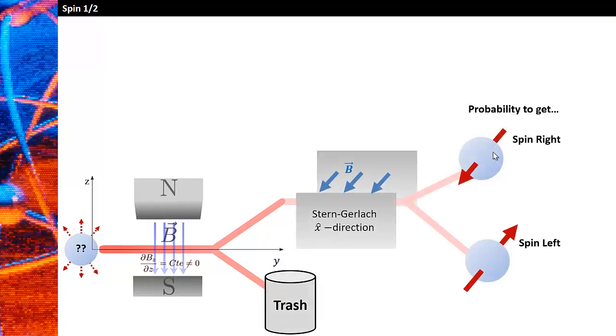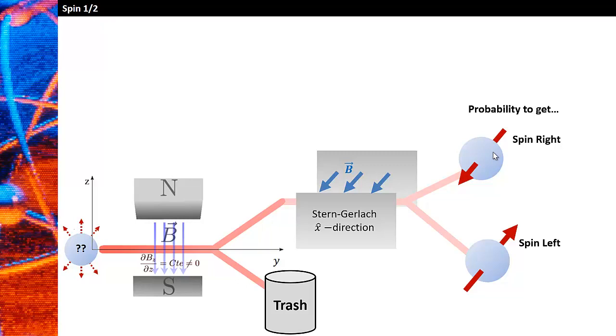And then I'm going to chain this together so that the spin up states, if there was a spin up state that were to be measured, if it got diverted along that path, I'm going to send that path down a Stern-Gerlach experiment in the x direction. And ultimately, I want to know what is the probability to get something that is spin right or spin left at the end of all of this.